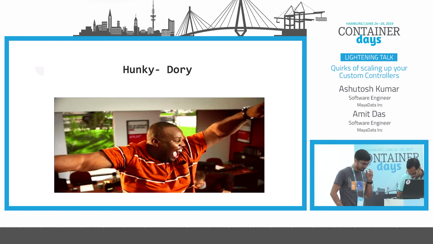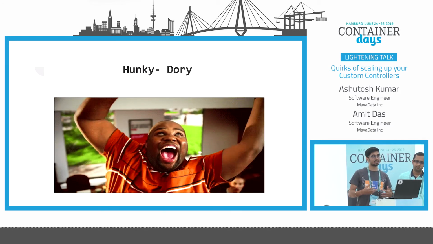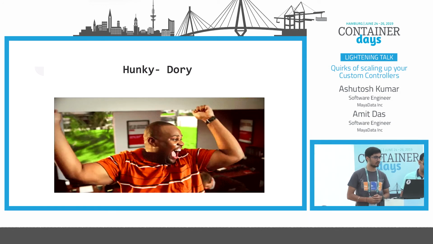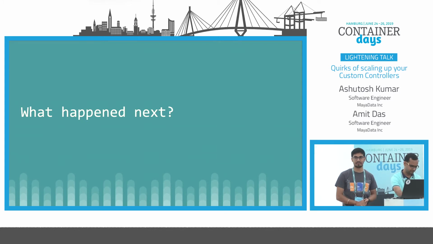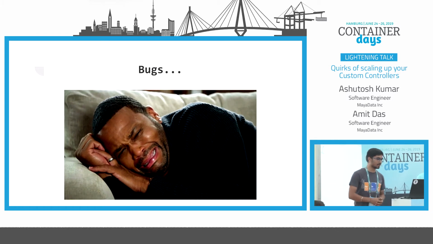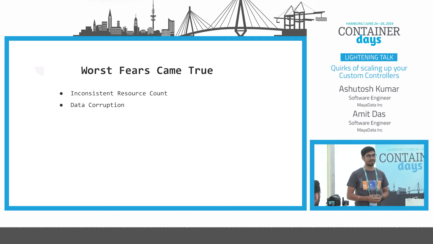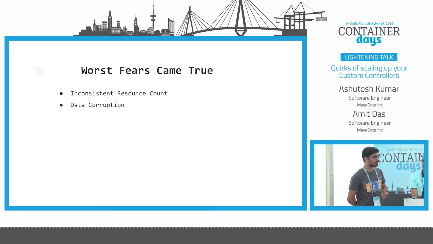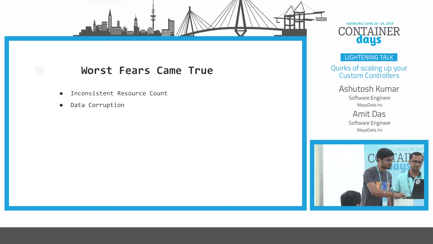Thanks, Amit. As Amit said, it was based on reconciliation of Kubernetes. We defined specs, and we put our intent on the CR, and the controller should converge. But this is what happened next. We got bugs, and we got inconsistent resource count, and it led to data corruption. If you have a CR, the desired state was to have a number of Kubernetes native or custom resources, but then we ended up with an inconsistent resource count.